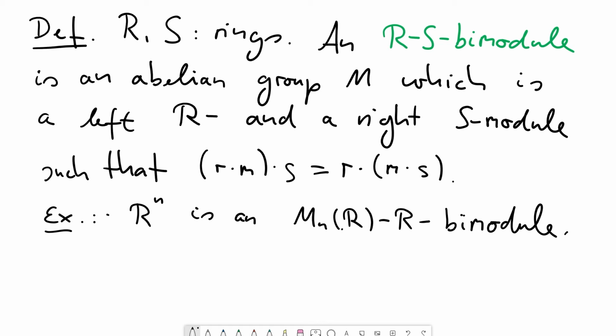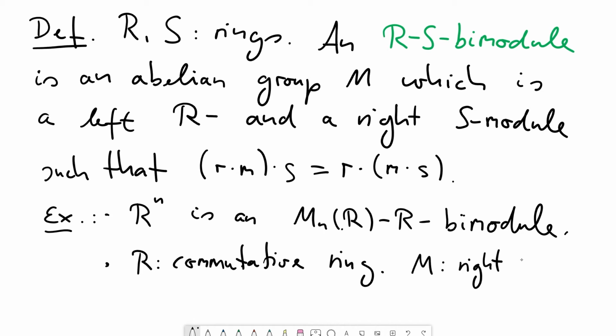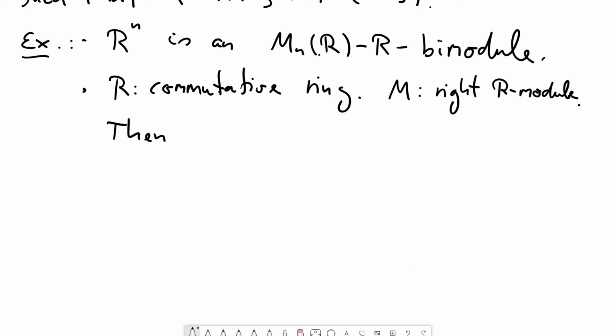And yet another example is whenever R is actually a commutative ring. Then it's fair to say that this distinction between left and right modules does not really matter, because every left R module is canonically also an R-R bimodule, and every right R module is canonically an R-R bimodule. And how does this work? Let's just do the case that M is a right R module. Then M is an R-R bimodule.